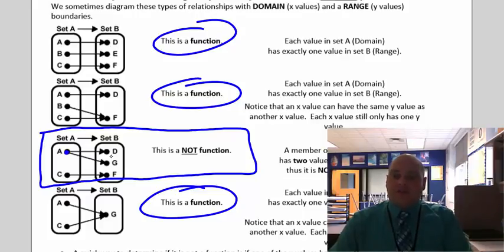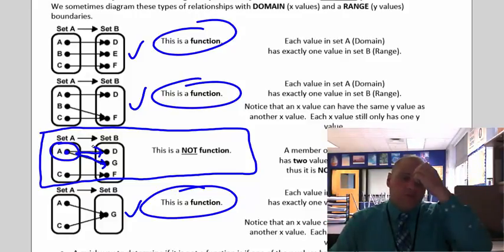Now, the first one's the easy one because obviously everything's 1 to 1 here, so that's obviously a function. The second one's a little confusing because wait a minute, the B goes to F and so does the C. But that doesn't matter for a function. It's okay. Set B can be repeated, set A cannot be repeated. So that is a function. Same thing here, A and C both go to G. That's very similar to this one here. So those are functions. This is not a function because A goes to D and A also goes to G. So that's the review of functions. You should have learned that in Algebra 1. All this is review.